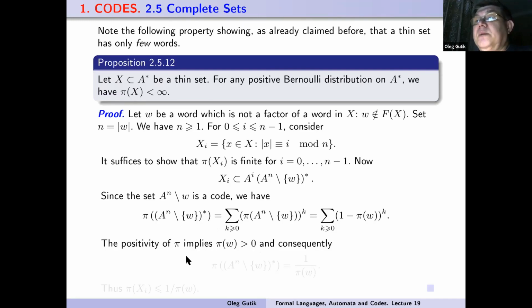The positivity of pi implies that pi of w is greater than 0, and consequently we get that pi of the monoid generated by the set A^n without the word w is equal to 1 divided by pi of w. Therefore, we get that pi of X_i is less or equal to 1 divided by pi of w. This completes the proof of our proposition.